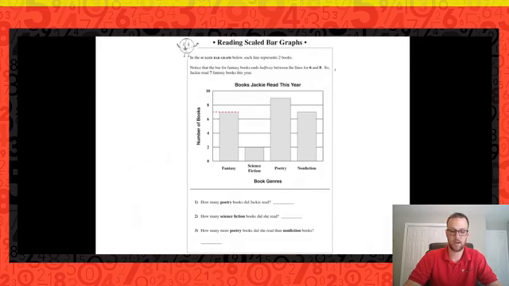All right, so if we're talking about a scaled bar graph, and that's what we were working on before, it's a bar graph where each unit is more than one, or each line is more than one. We have to sometimes read between the two lines that we're given. So like for fantasy, we can see for book genres it is in between 6 and 8. So that means that Jackie read 7 fantasy books that year, right? Because it's between 6 and 8. So we know that that must be 7.